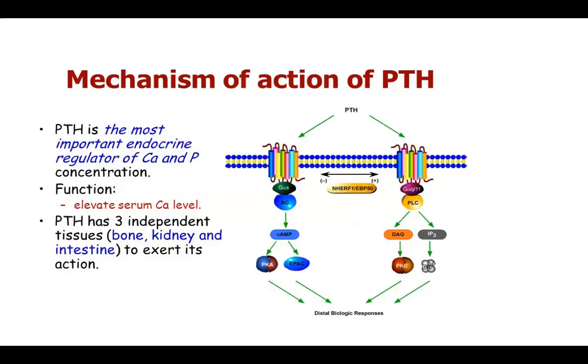If we recall our knowledge from physiology, we know that parathyroid hormone is the most important endocrine regulator of calcium and phosphate. It maintains the serum calcium levels. There are 3 independent tissues on which the parathyroid hormone acts, and these are bone, kidney, and intestine.